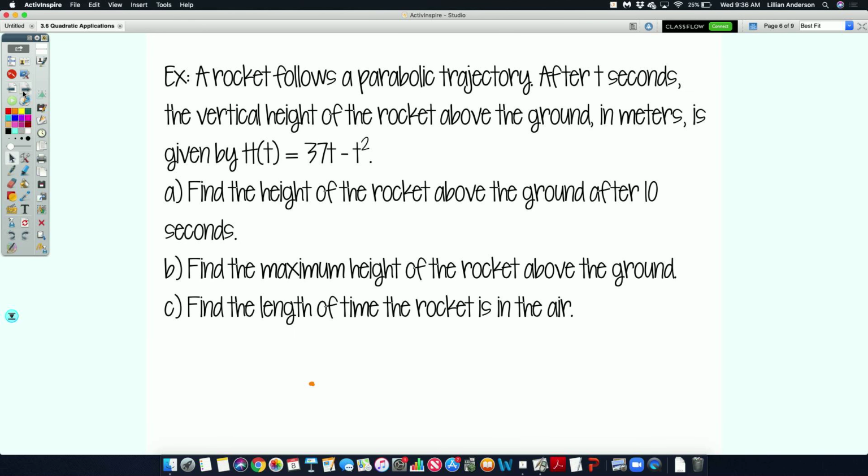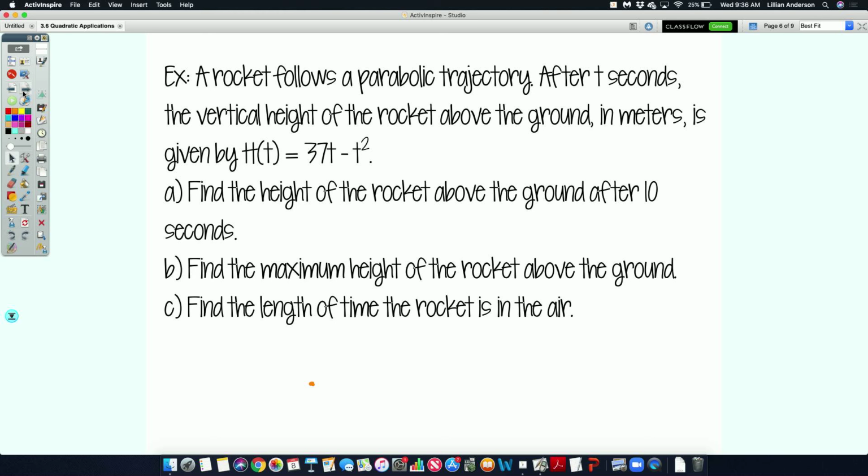So the first one, it says a rocket follows a parabolic trajectory. After t seconds, the vertical height of the rocket above the ground in meters is given by the equation h of t equals 37t minus t squared. Okay, so what does t represent again? The time in seconds, and h of t represents the height. In other words, t is x and h of t is y.